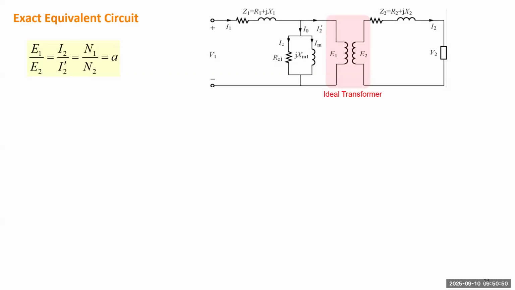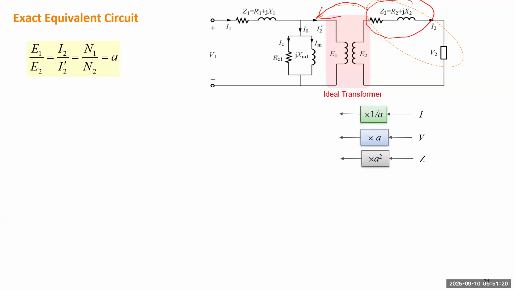Our goal is to have a single equivalent circuit, and we want to get rid of this ideal transformer, so we can utilize this circuit in the power system model. One thing we can do is move the series branch on the secondary side to the primary side. To do that, we utilize some transformations based on this ideal transformer. For any current on the secondary side, say I2, if we want to move it to the left-hand side, it becomes I2 prime.